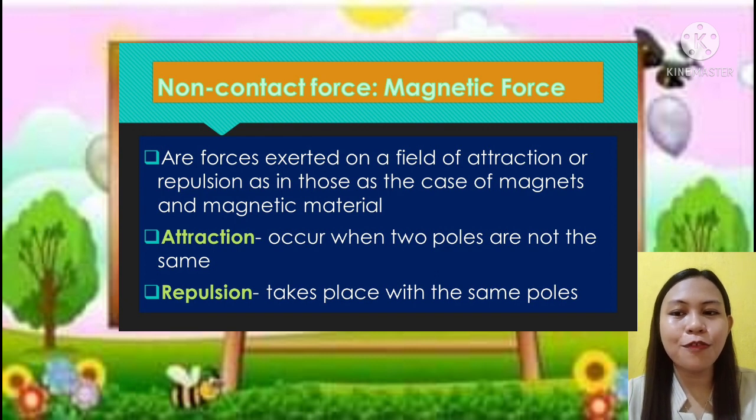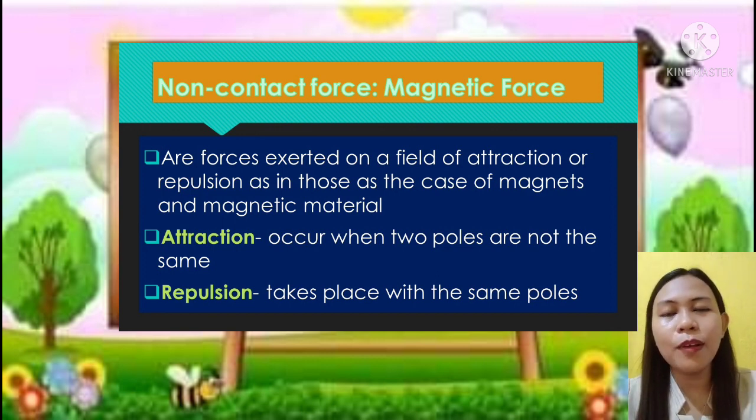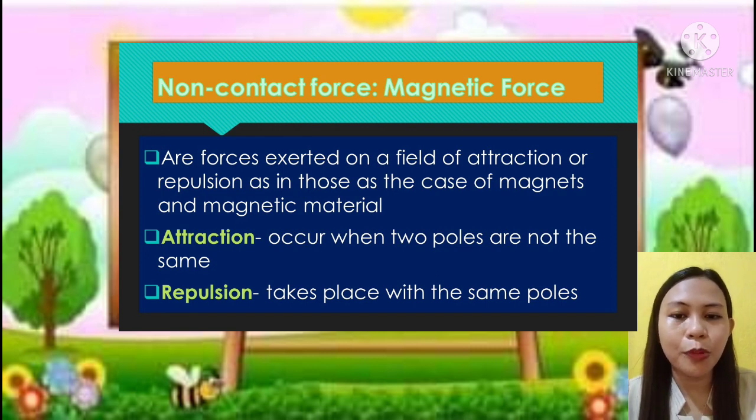First, we have magnetic force. These are forces exerted in a field of attraction or repulsion, as in the case of a magnet and magnetic material. We have here attraction. It occurs when two poles are not the same. For example, when negative and positive attract, positive and negative attract. And then we have here repulsion. It takes place with the same poles. For example, negative and negative repel, and positive and positive repel.